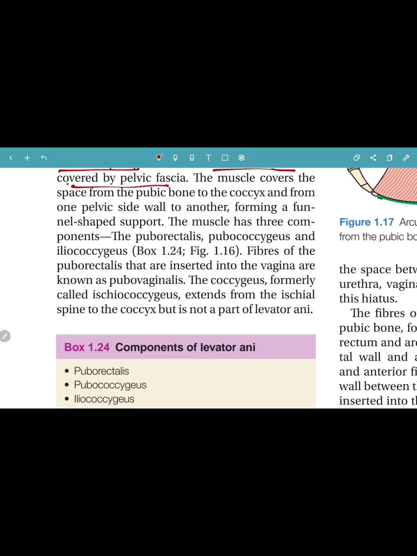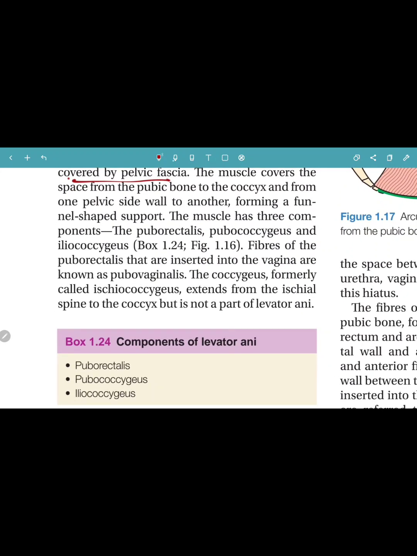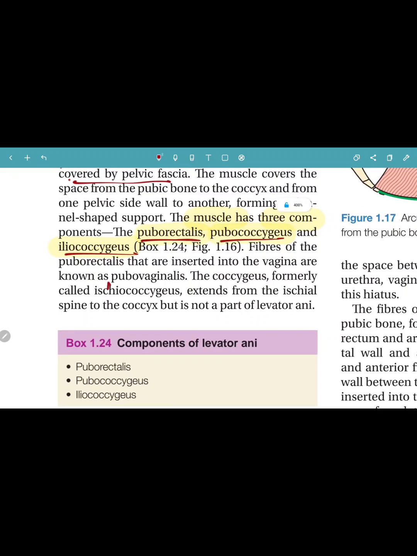The muscle has three components basically. What are the three components of this levator ani muscle? The puborectalis, the pubococcygeus, and iliococcygeus. Fibers of the puborectalis are inserted into the vagina, known as pubovaginalis. So some fibers of puborectalis are inserted into the vagina, known as pubovaginalis.